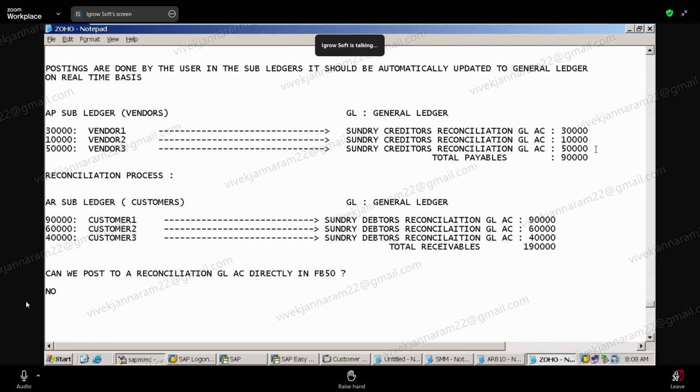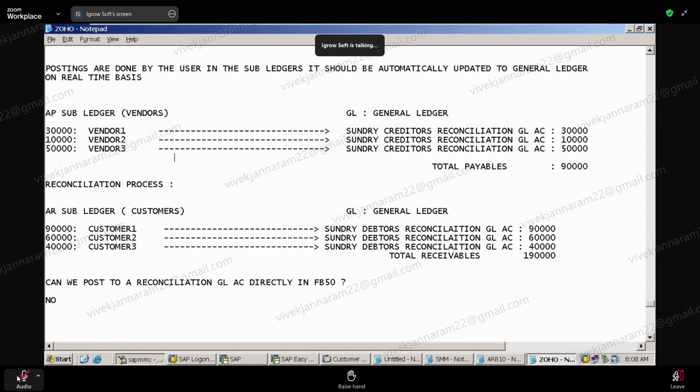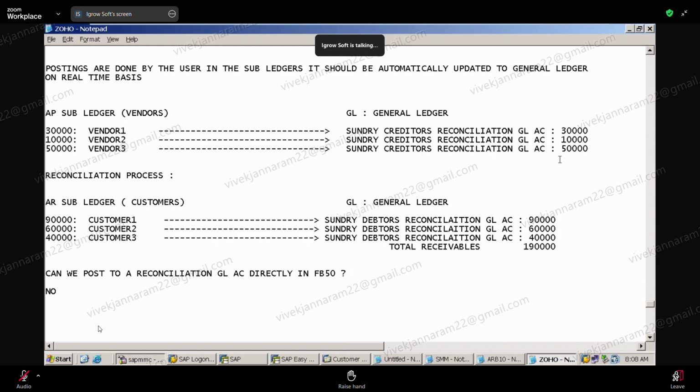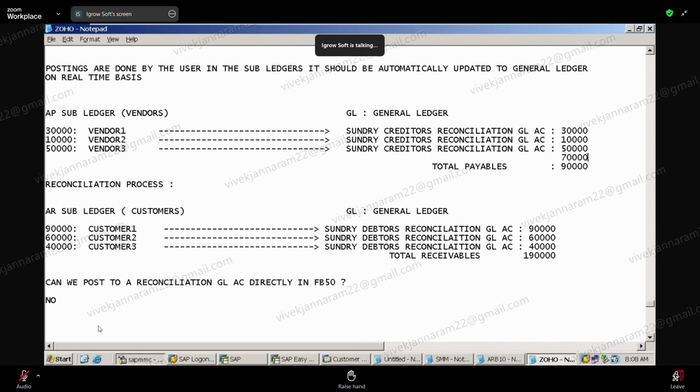See, imagine if I am posting directly here. What is the problem? If I post here, it will create an imbalance. My general ledger is updated, the subledger is not updated. So can we post like this, 70,000 directly in sundry creditors? No, not allowed. You cannot post. You understand the point? A reconciliation GL account is only updated through postings from the subledger.